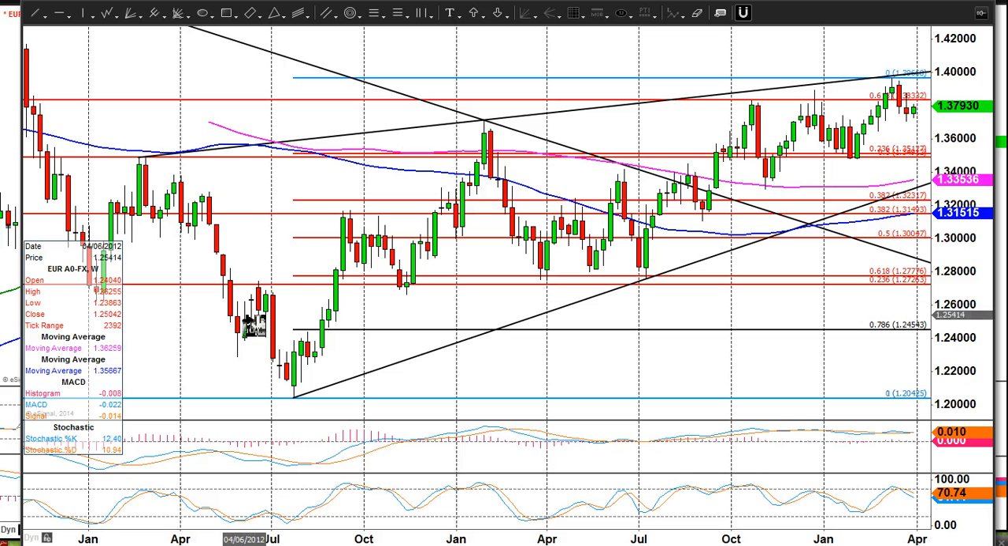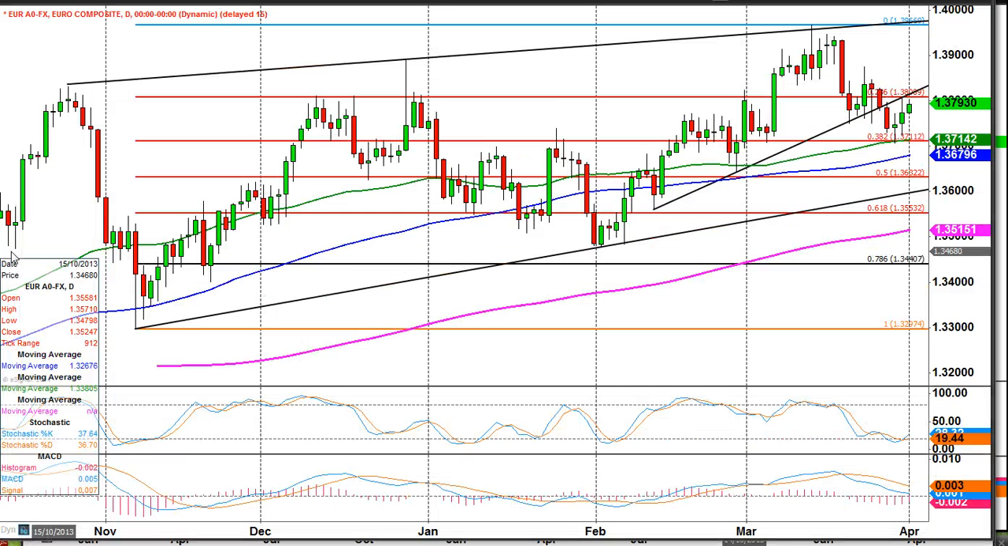And of course we've been in a fairly steady uptrend all the way. We had this little blip down at the beginning of last year, but we can see quite clearly we've been in a decent weekly uptrend for the euro versus the US dollar. More recently, we've sold off a little bit.